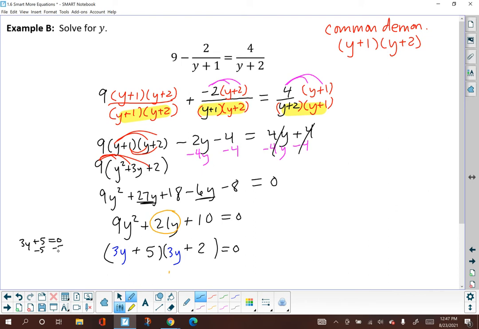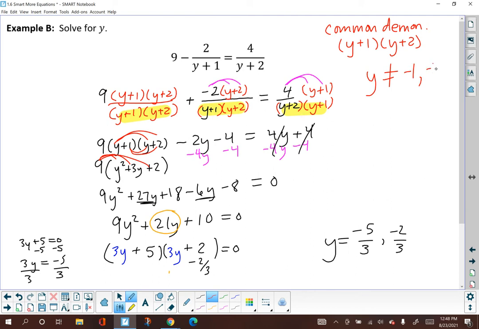We would need to subtract the 5 and then divide by 3. So we get our first answer is negative 5/3. And then our second answer, subtract the 2 and divide by 3, is negative 2/3. And in this case, our extraneous values, our errors, would happen at -1 and -2. So both of our answers are fine in this case. And we would just type those both into ALEKS separated with a comma. Okay, that is the last rational equation.